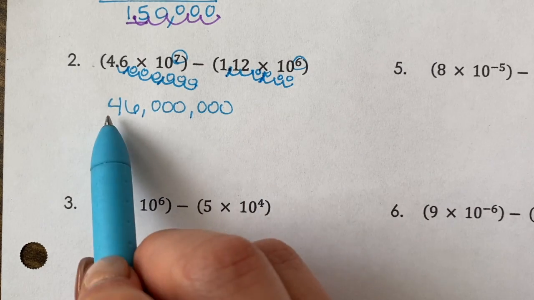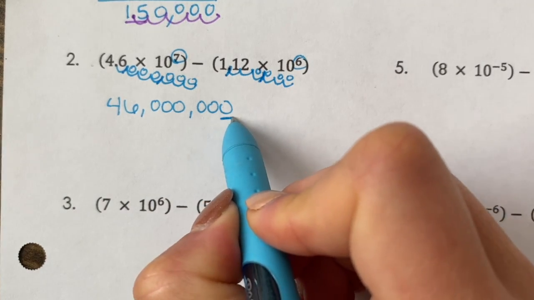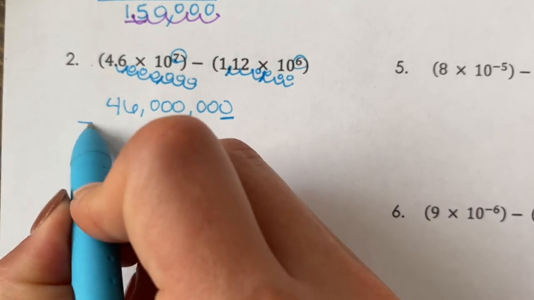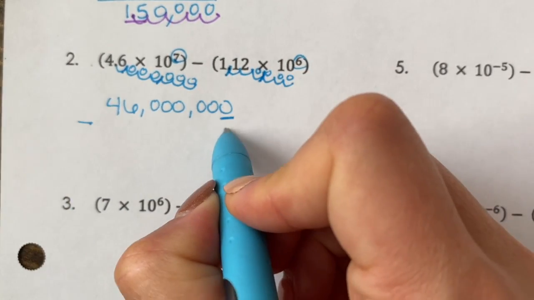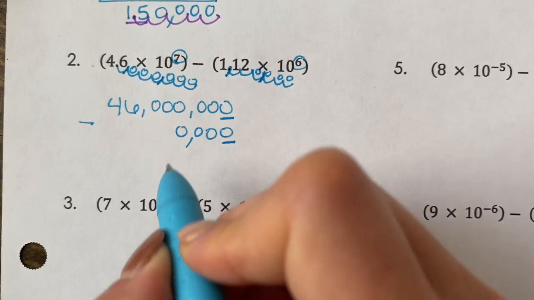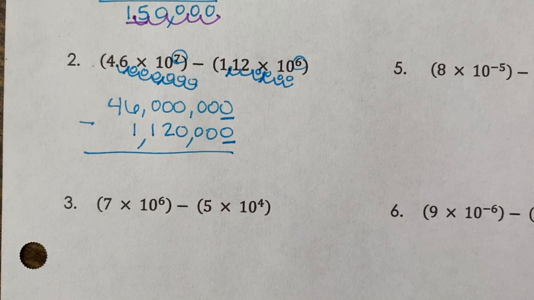They're going to be different lengths and numbers, so be very careful. Do not put your 1 under the 4. That's not correct place value. You have to line up your ones place with your ones place, tens, hundreds, thousands, and so on. So 0, 0, 0, 0, 2, 1, and 1. So 46 million minus 1,120,000.